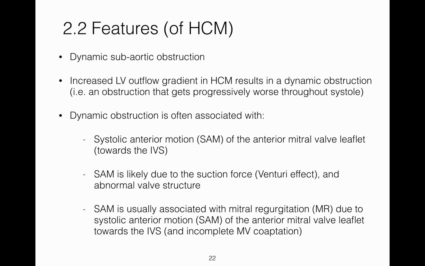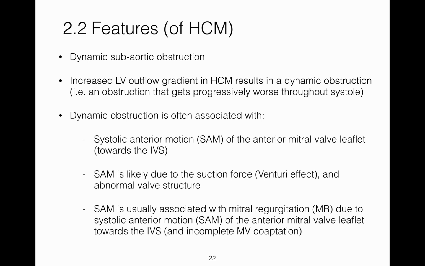Dynamic subaortic obstruction. The increased LV outflow gradient in obstructive hypertrophic cardiomyopathy results in a dynamic obstruction, that is, an obstruction that gets progressively worse throughout systole. A dynamic obstruction is often associated with systolic anterior motion of the anterior mitral valve leaflet.